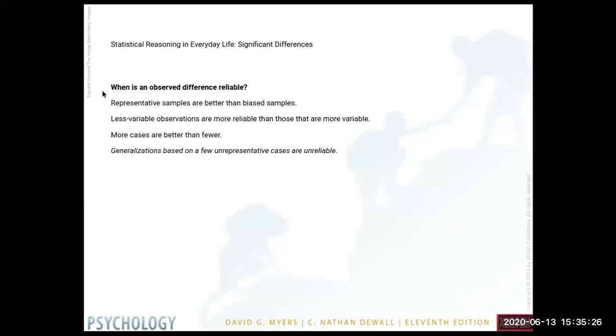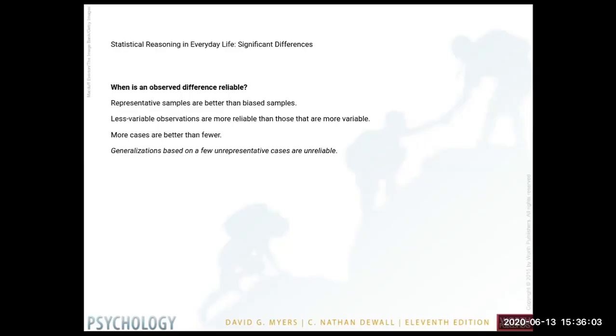So when we ask, when is an observed difference reliable? Well, first of all, a biased sample is never going to be preferred over a representative sample. We talked about this in descriptive statistics. We want to use a random sample. In experiments, we talked about randomly assigning into one group or another. If we know that there's about an equal chance of people being in one group or the other, then it is a representative sample, instead of just saying everybody on the left side versus everybody on the right side of the room.